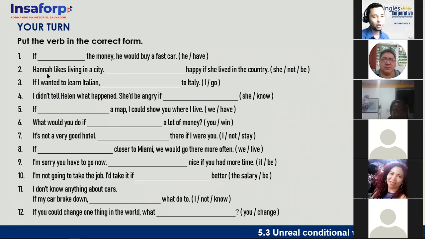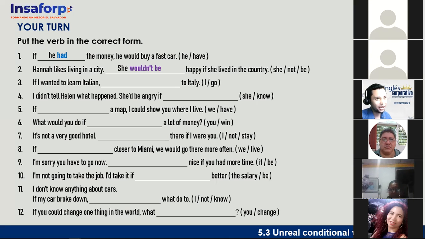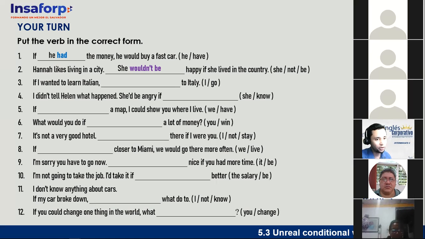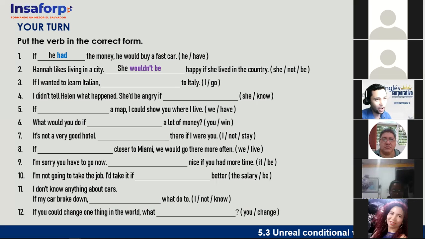Let's take a look. Number one, if he had the money, he would buy a fast car. Number two, Hannah lives in the city. She wouldn't be happy if she lived in the country. Number three, who wants to participate? Please raise your hand. Who wants to try? Come on. Volunteers. No volunteers. Okay, Maria Ayala, number three, and Ciro, number four, and Sandra, number five.